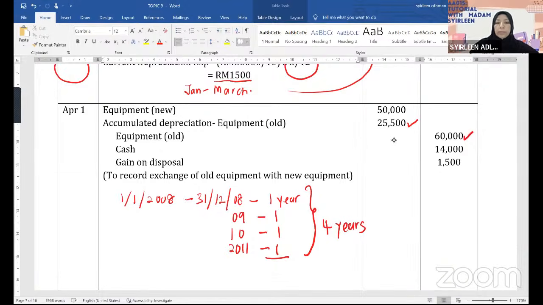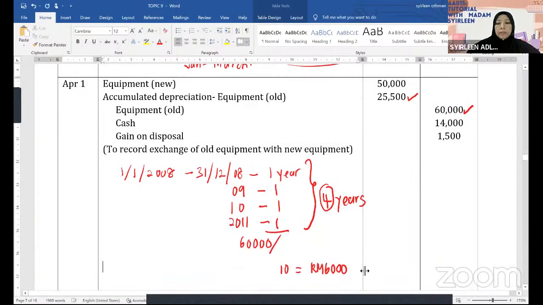Okay, how much? Alright. So asset tu nilai dia 60,000. Okay. Divide by how much? Divide by 10. Okay. So divide by 10 years. Alright. So you have the amount of 6,000 ringgit. Ini untuk setahun. Okay. So I have here 4 years. So maksudnya accumulated depreciation. Okay. So accumulated depreciation.